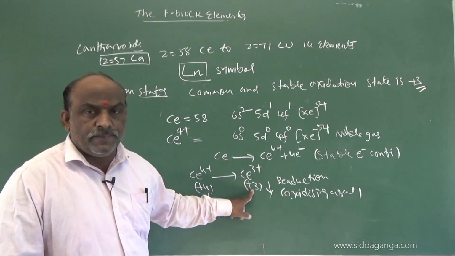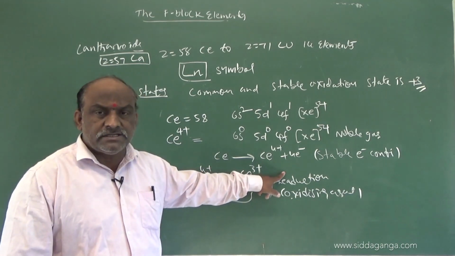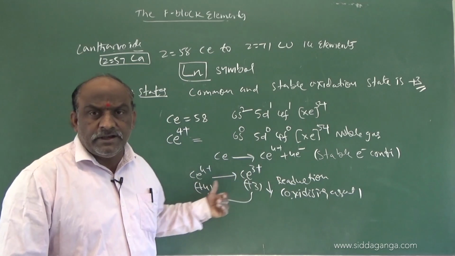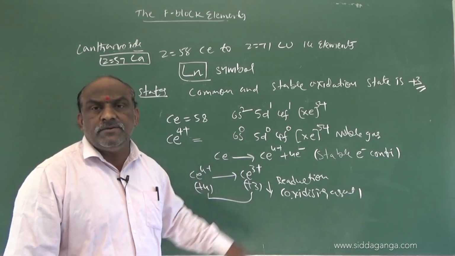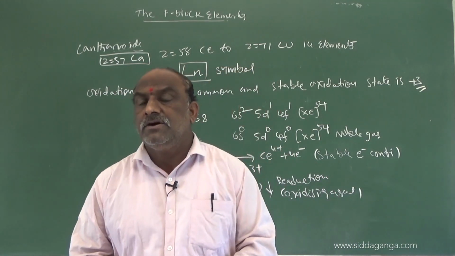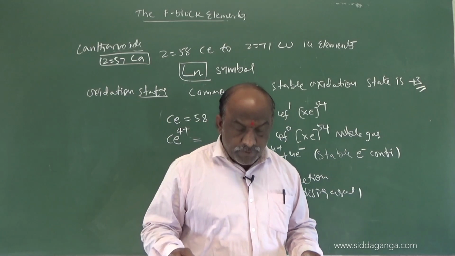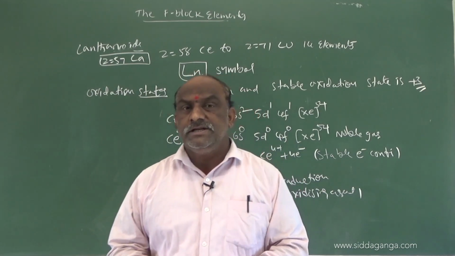Conversion of cerium 4 plus to cerium 3 plus, 4 to 3, means oxidation number decreases. Which reaction is it? Reduction reaction. A species involved in reduction is called an oxidizing agent. Cerium 4 plus is oxidizing agent. Keep this point in your mind, my dear students, very important.